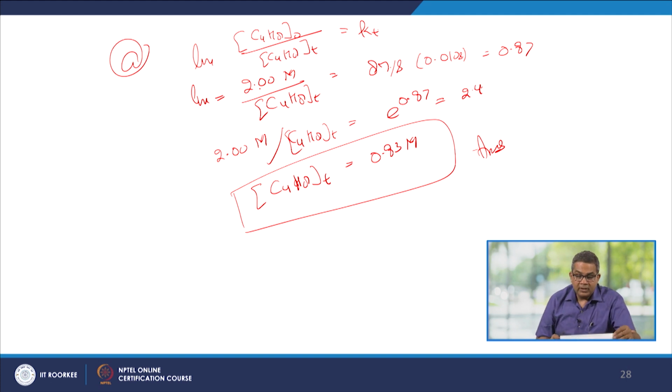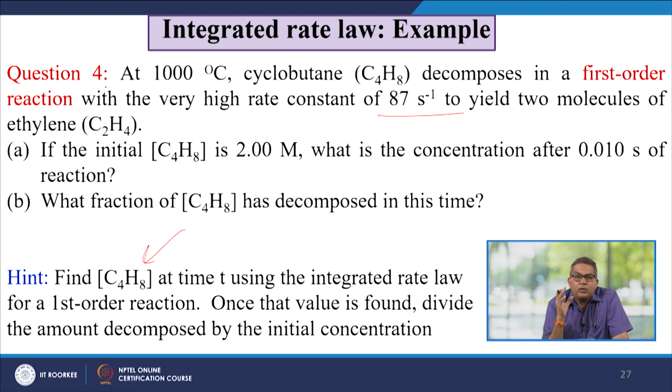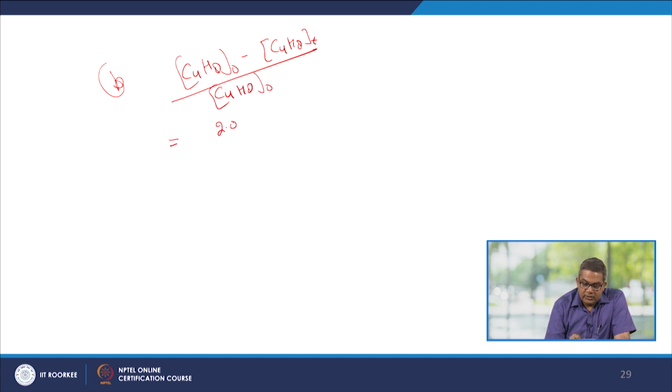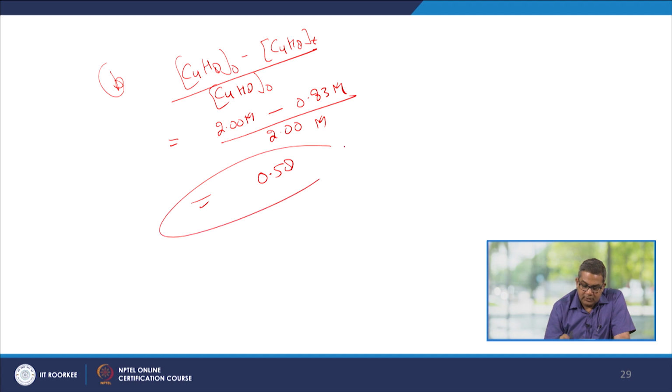Now let us talk about the second part, part B, which asks what fraction of C4H8 has decomposed in this time. The concentration of C4H8 at time t equal to 0 minus C4H8 at time t, over C4H8 at 0, is 2.0 minus 0.83 over 2.0 mole, and this is equal to 0.58. This is our answer.